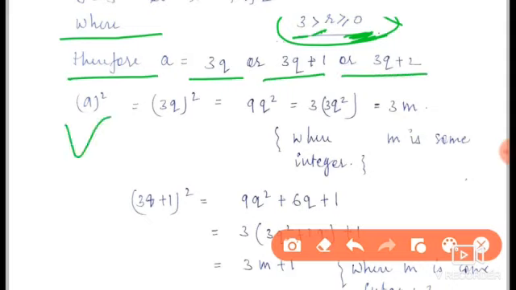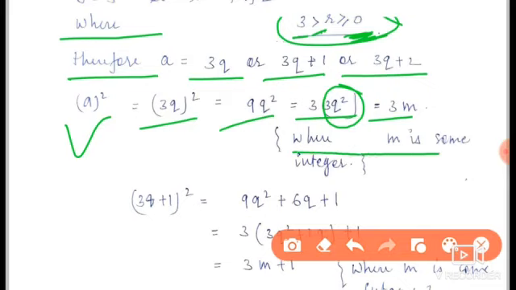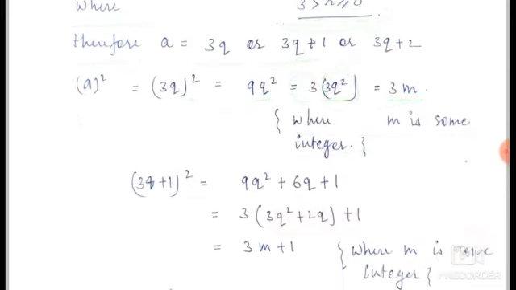So a square. Now you have to show the square separately in all three cases. So we need to show the square of 3q. 3q squared is equal to 9q squared, which is equal to 3 times 3q squared, which is equal to 3m, because we take this value as another integer. Where m is some integer, so we can write 3m, taking 3 as a common factor. Okay.